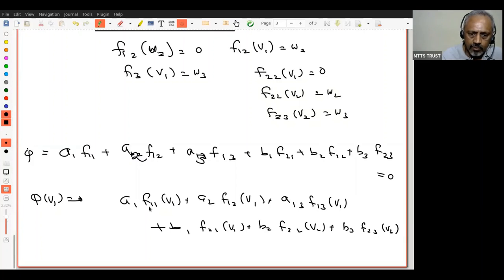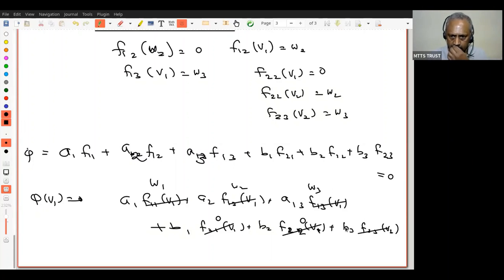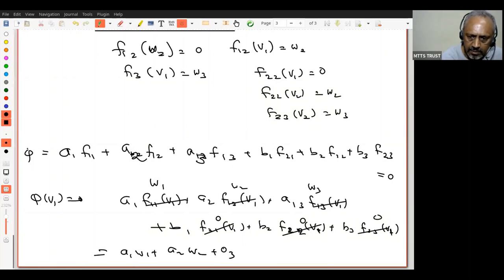Now f11 v1, what is this? This maps it to w1. And f12 maps v1 to w2. This maps to w3. Whereas f21 v1, the 2 and 1 are distinct, therefore this is 0. And similarly, f22 v1 is also 0, and f23 v1 is also 0. I am operating on v1. Therefore, what do I get? I get a1 w1 plus a2 w2 plus a3 w3 to be 0. But w1, w2, w3 is a basis for W. This implies a1 equal to a2 equal to a3 equal to 0.